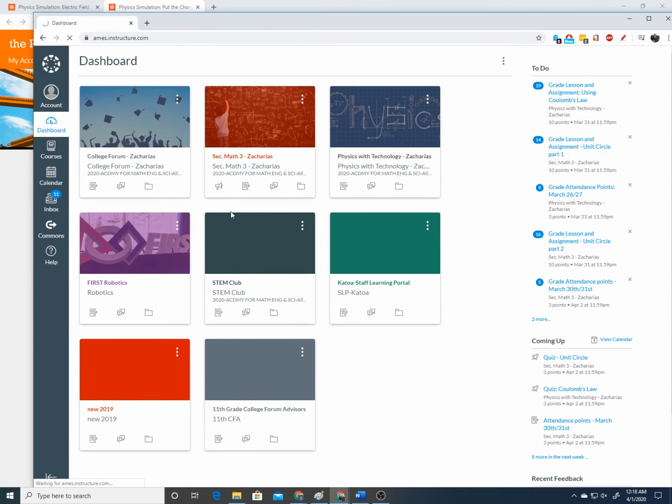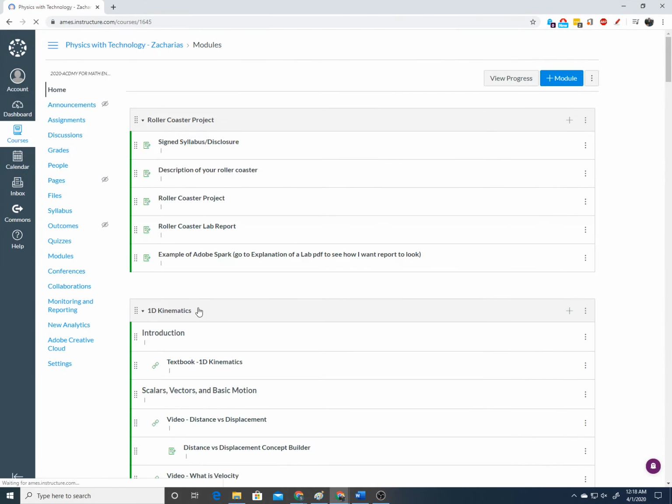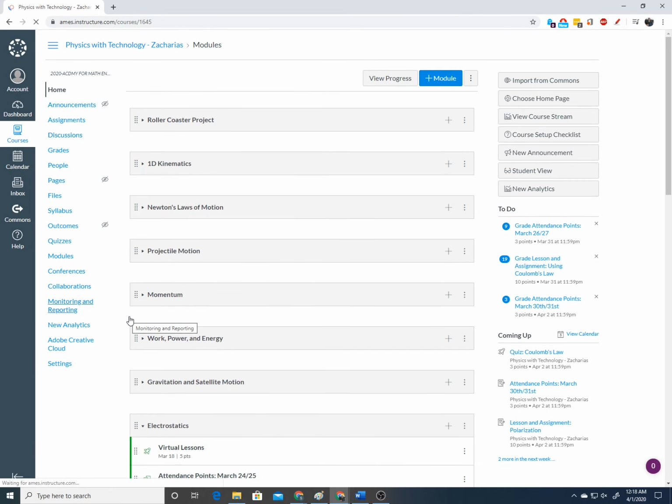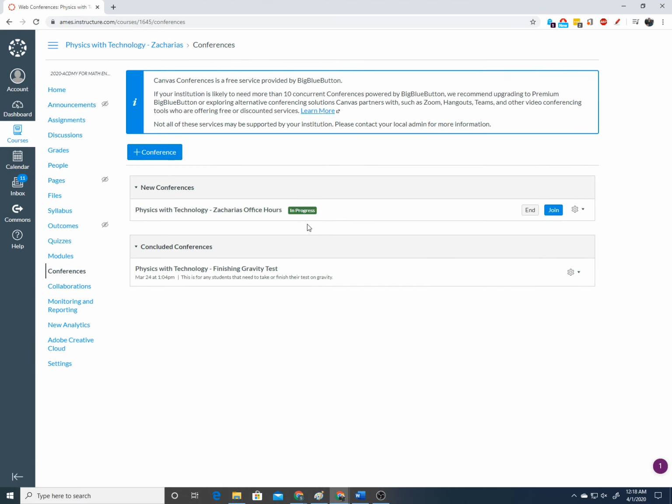So here's your class. Over here, where it has all of these different tabs, this conferences. If you go here, I have office hours that I'm leaving this open, but if you go in any time that's not between 11 and 1, I'm probably not in there. But between 11 a.m. and 1 p.m. every class period, every school day, I'm inside this conference and just waiting for you if you have any questions.